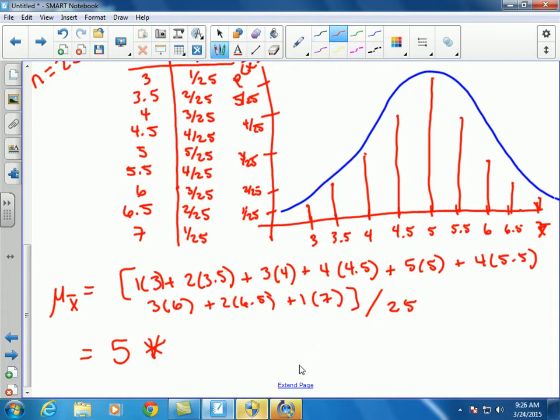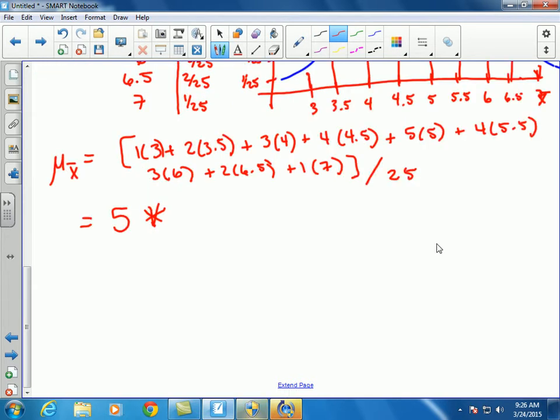Okay, the other part of what the theorem says is that if we want to find the standard deviation of x bar, what we do is we add up, right? The formula is we take all those x bars, subtract the mean of those x bars, square it, and divide by how many we have. This is a population standard deviation, so we divide by how many we have, not n minus 1. That's the sample standard deviation.